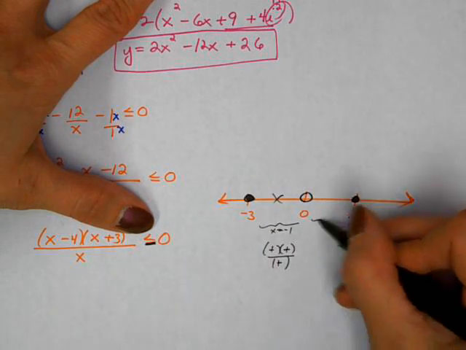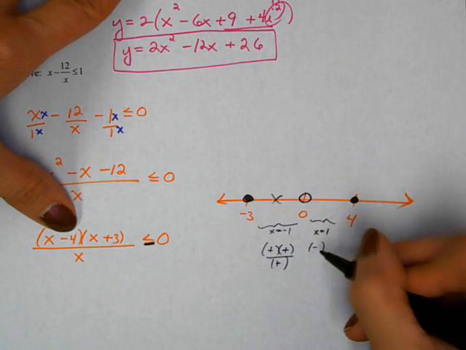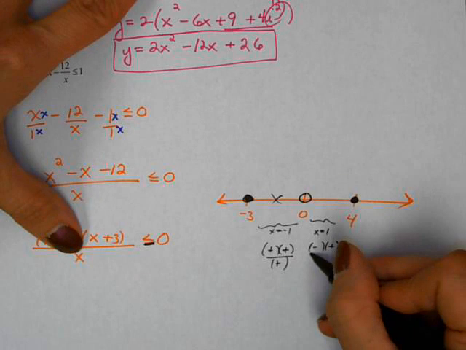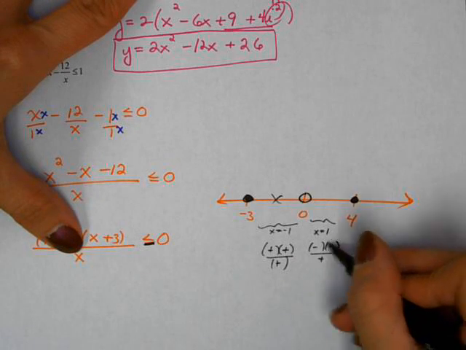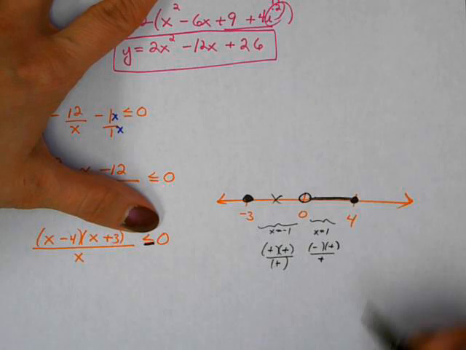Okay, let's take a number in here. Maybe I'll take 1. 1 minus 4 is going to be a negative. 1 plus 3 is a positive. And then we've got a positive. That makes a negative, and that's what we wanted. So this is a good section.